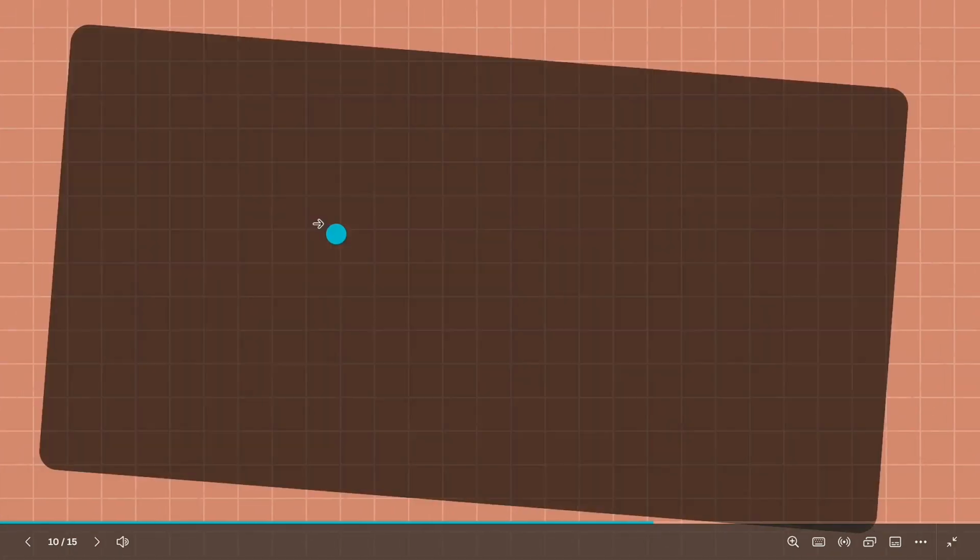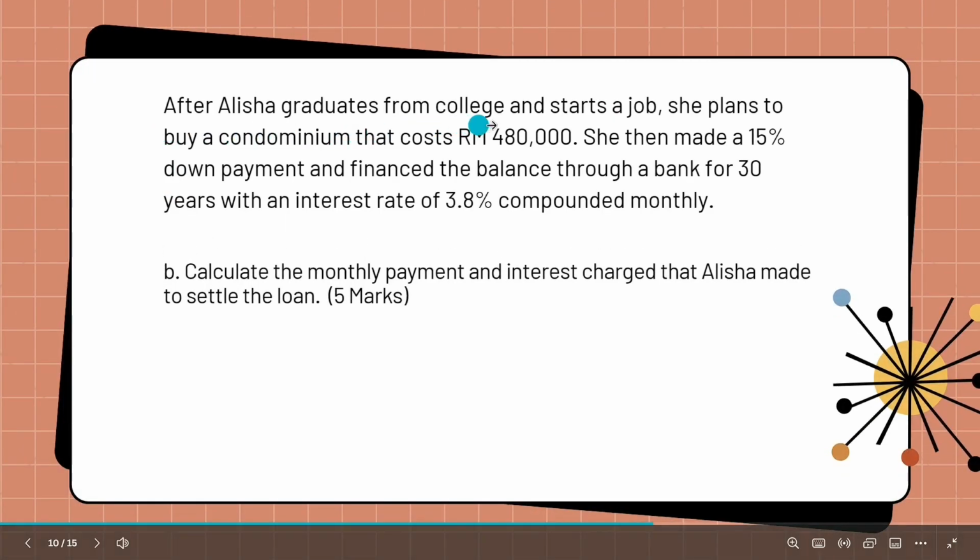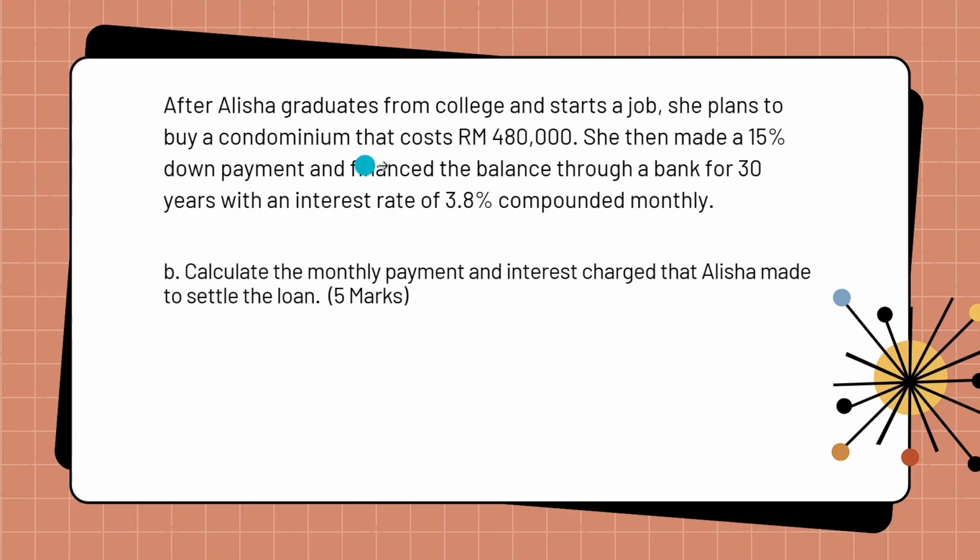After Alisha graduates from college and starts a job, she plans to buy a condominium that costs 418,000 ringgit. She then made a 15% down payment and financed the balance through a bank for 30 years with an interest rate of 3.8% compounded monthly. Question B. Calculate the monthly payment and interest charge that Alisha made to settle the loan.